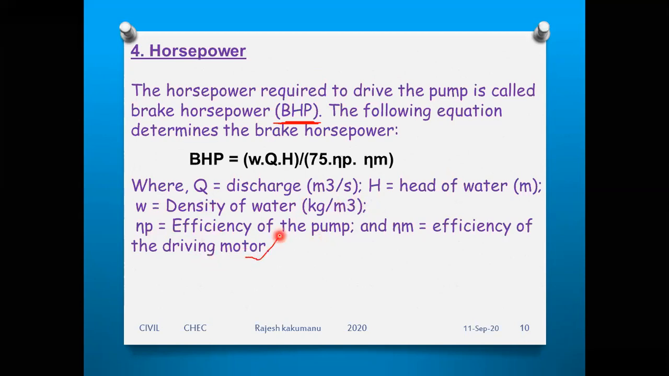So BHP is a combination of all the things, that is density, discharge, height of the water divided by 75 into pump efficiency and the motor efficiency. So pump and motor are totally different.